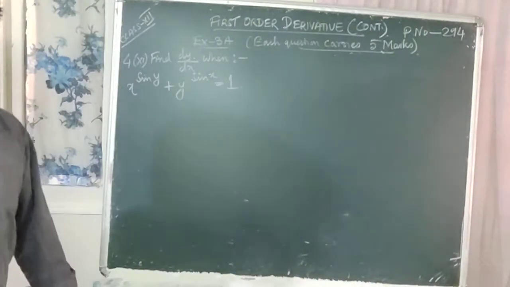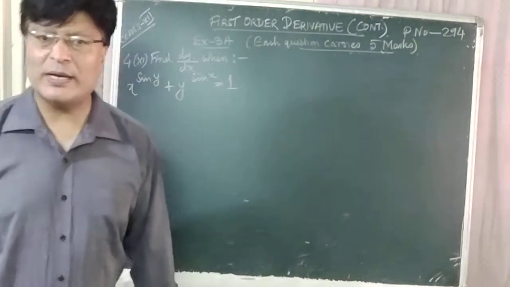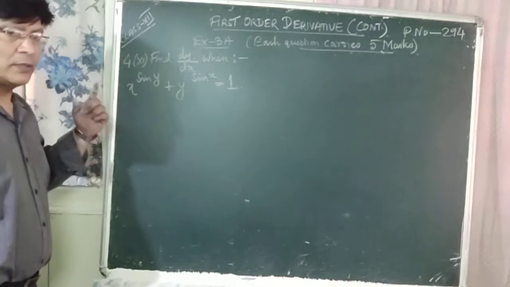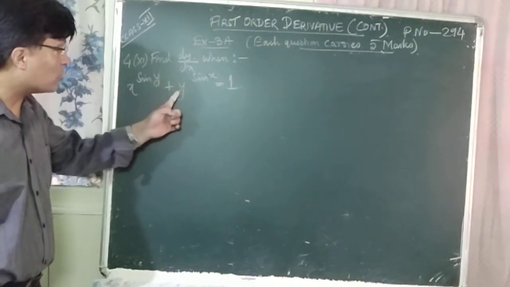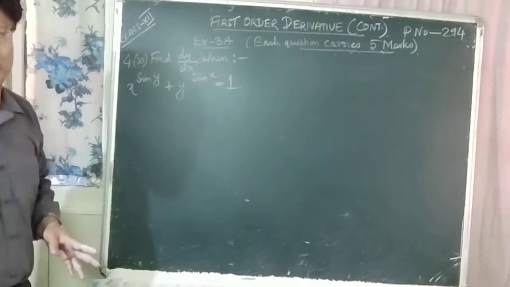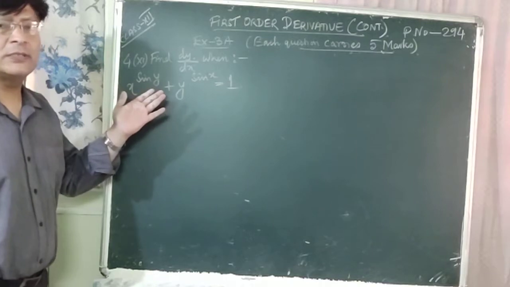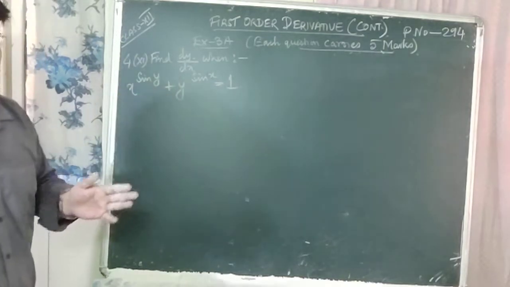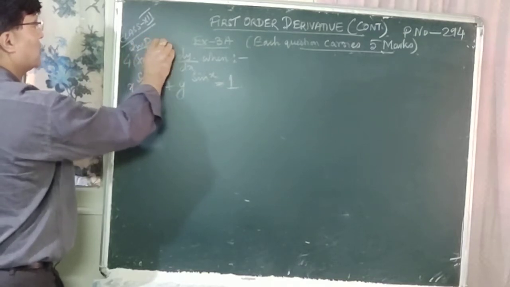So now we will do the next question, that is number 11. Find dy by dx when the question given here is x to the power sine y plus y to the power sine x is equal to 1. So you have to get the value for dy by dx for this given equation, right? So this is a very important question. You can mark it.